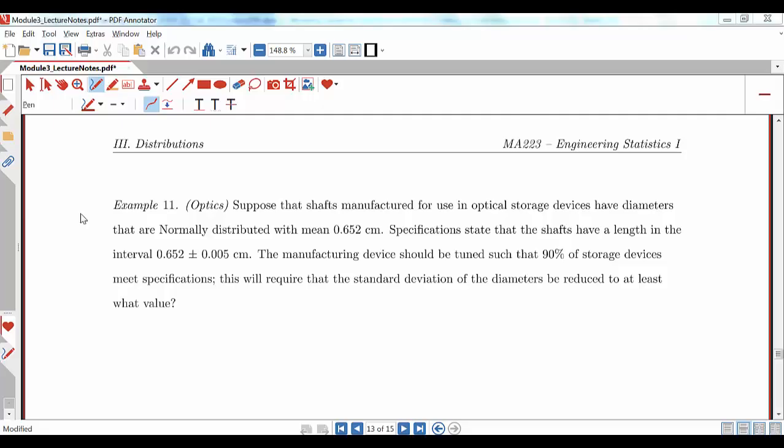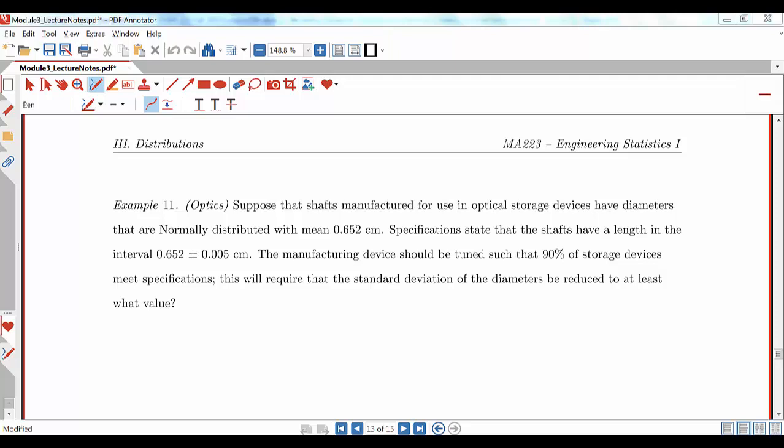Hi, this is our second video on the normal distribution, Module 3, Video 3, I'll call it 3B. I think I'm still going to have to break this into two because this is a long section and we talk about standardizing the normal random variable. Before we get there, I just have one more example of working with a normal distribution.